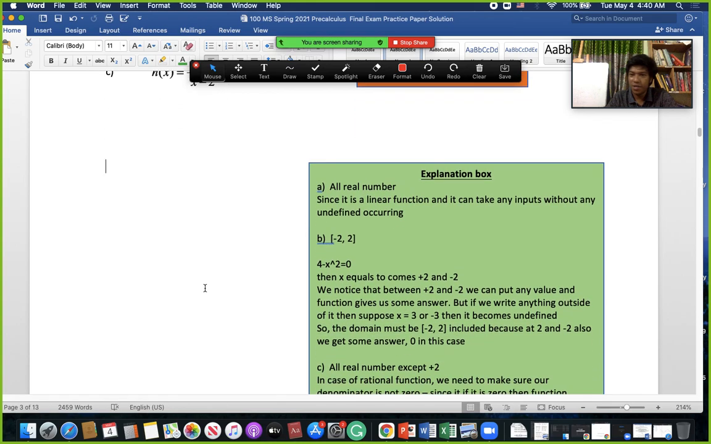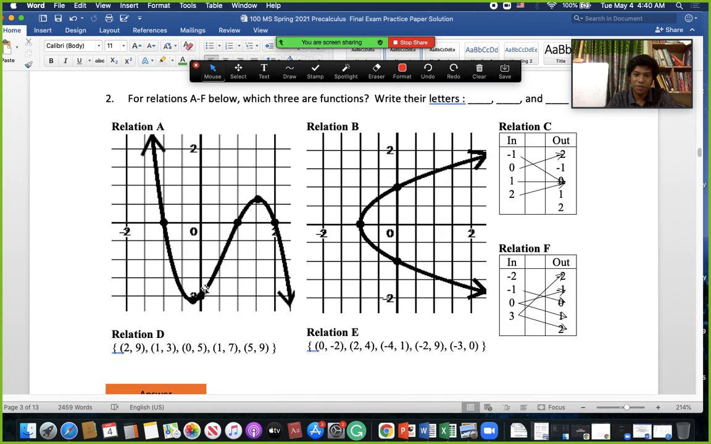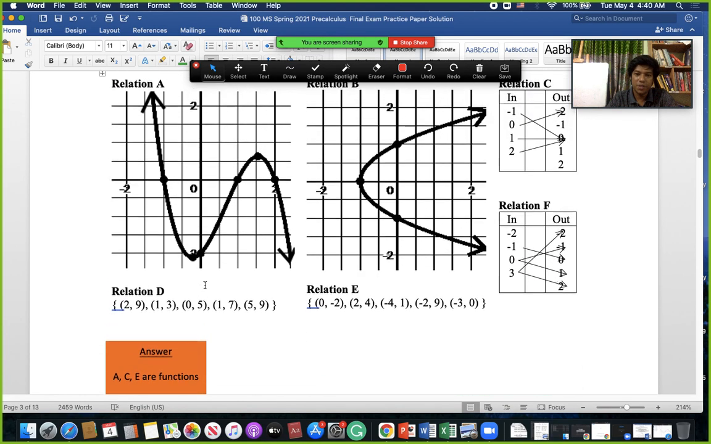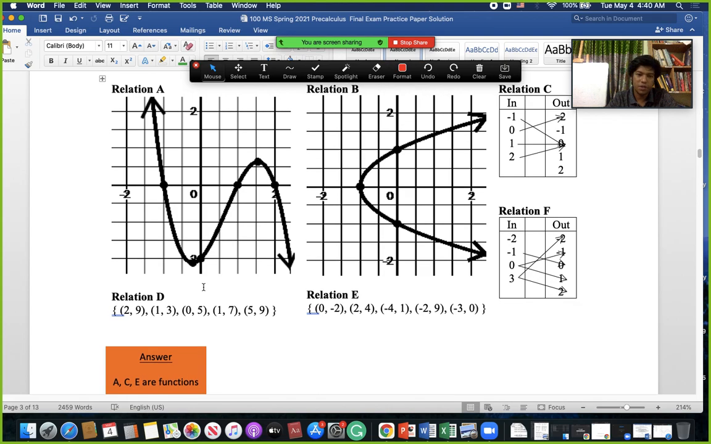Anyway, we have invested a good amount of time for this question. Let's go to the next one. Which one is a function and which one is not a function? We have to identify it from here. You can draw a vertical line. See, this one will pass the vertical line test. That's why it is a function. This one will not pass the vertical line test because the graph will intersect at 2 points. That's why it is not a function.